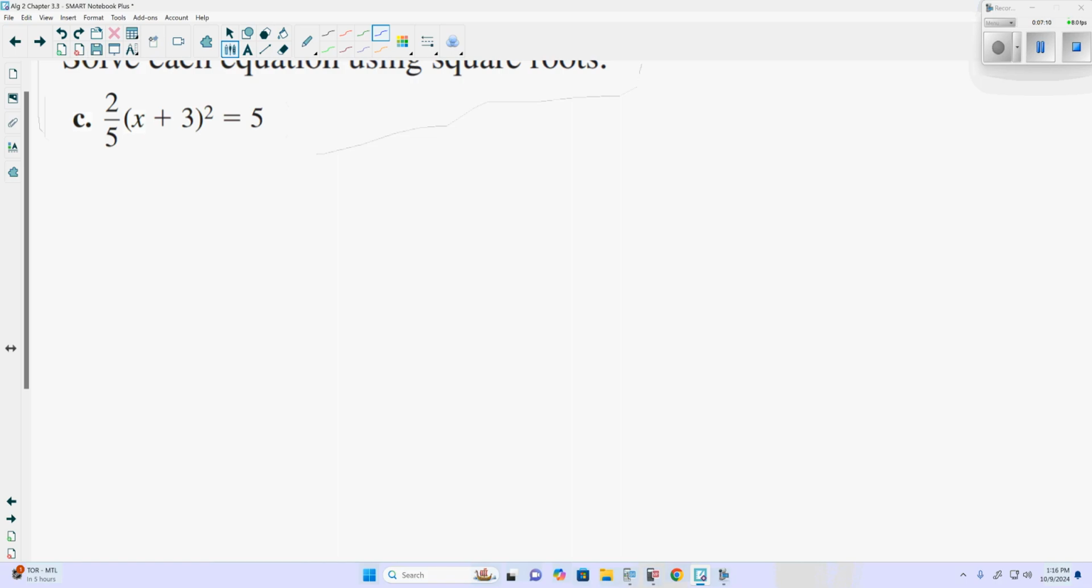So the first thing we need to do is get the 2/5 away from it. How could I get the 2/5 to the other side? Yes, we can divide both sides by 2/5. Because on the left side, our 2/5 divided by 2/5 simplifies to 1, leaving us with x plus 3 squared.